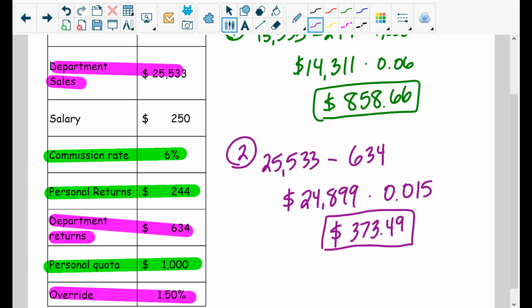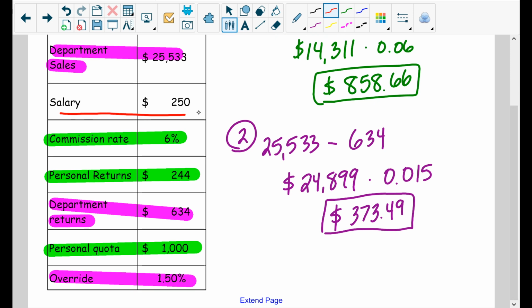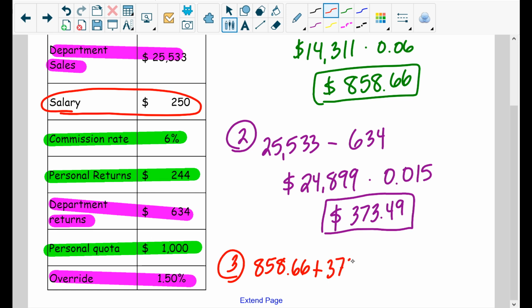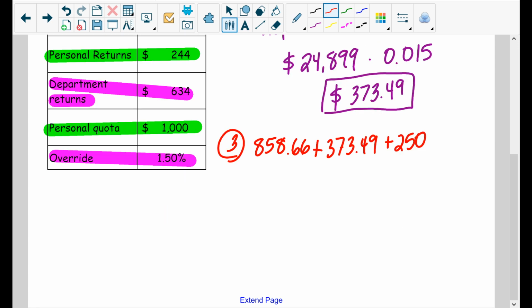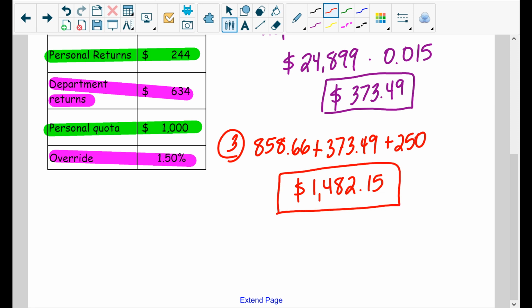And then the last step, we're taking a look. He does get a salary of $250, so we're taking our first step, the $858.66, adding it with our second step, $373.49, and then adding the salary of $250. So if I add all three of those together, then $1,482.15. All right, so this is the manager's weekly rate then, based off that information.